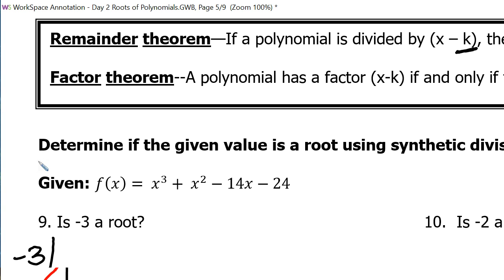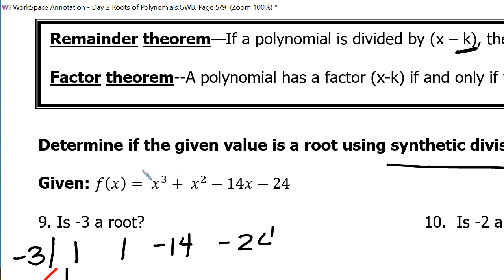Remember with synthetic division, you have this number over here to the side, and we put a half box around it. And again, they did tell us to use synthetic division. So if the instructions say use synthetic division, make sure you're using synthetic division. Now the next step is you need to write all of your coefficients across the top row. For x cubed, the coefficient is 1. For x squared, it's 1. For x, it's negative 14. For the constant, negative 24. Skip a row, draw a line.